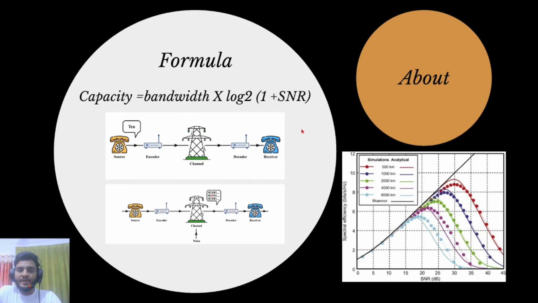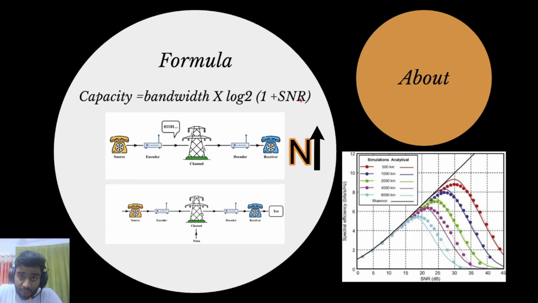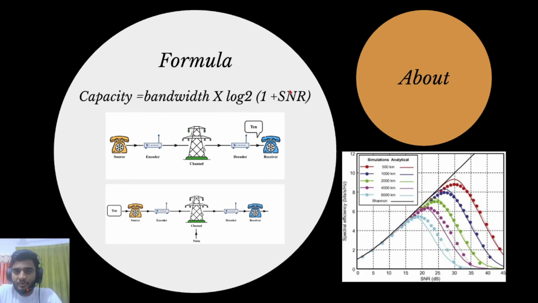Moving on to the S by N ratio, if we increase the signal strength, the whole term will increase and hence the capacity will increase. On the other side, if we increase the noise, as you can see here, noise is in the denominator, so if we increase the denominator, the whole ratio decreases and it tends to 0. So logarithm of 1 is 0 and hence the capacity will be 0, which means it is at the maximum capacity of that wireless link.